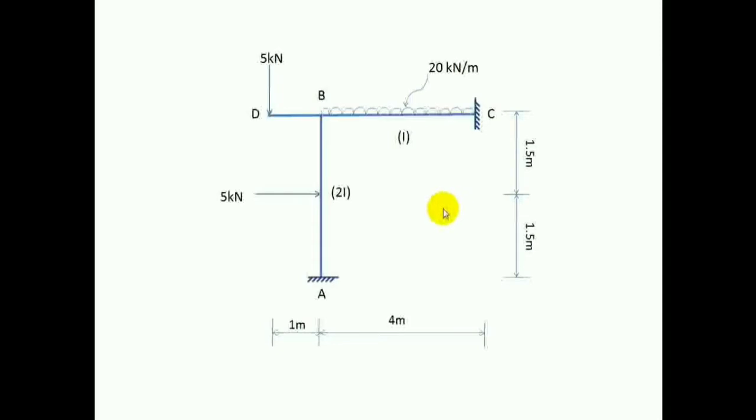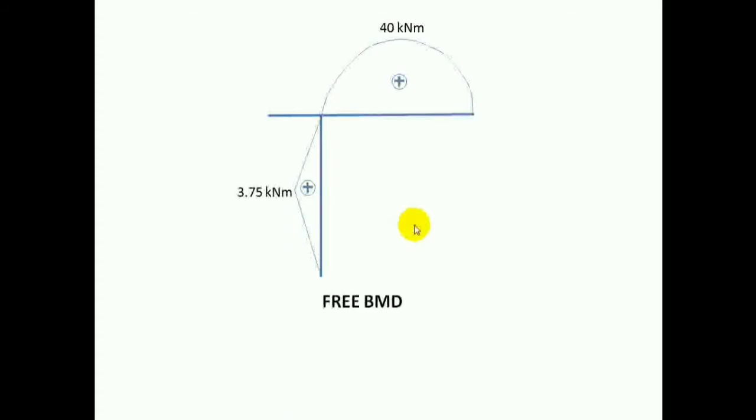For an indeterminate type of structure, to draw a BMD, we have to draw two separate diagrams, that is free BMD and support BMD. And next, we have to overlap those two diagrams, the free BMD and support BMD. Then you get the final BMD. So this is the total flow of drawing a BMD for this portal frame. So first step, we'll draw a free BMD.